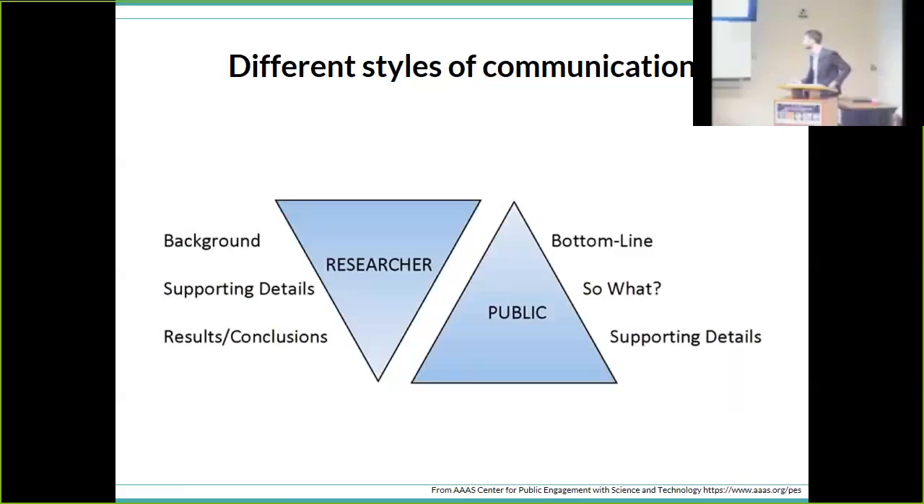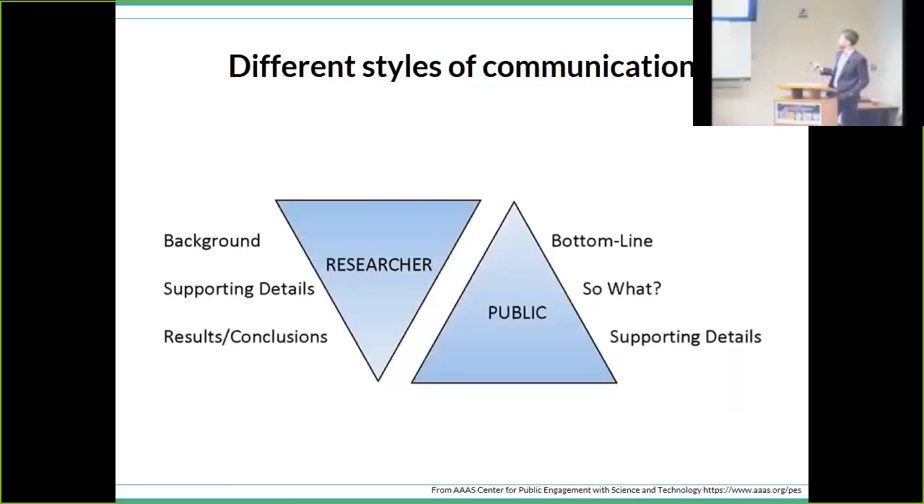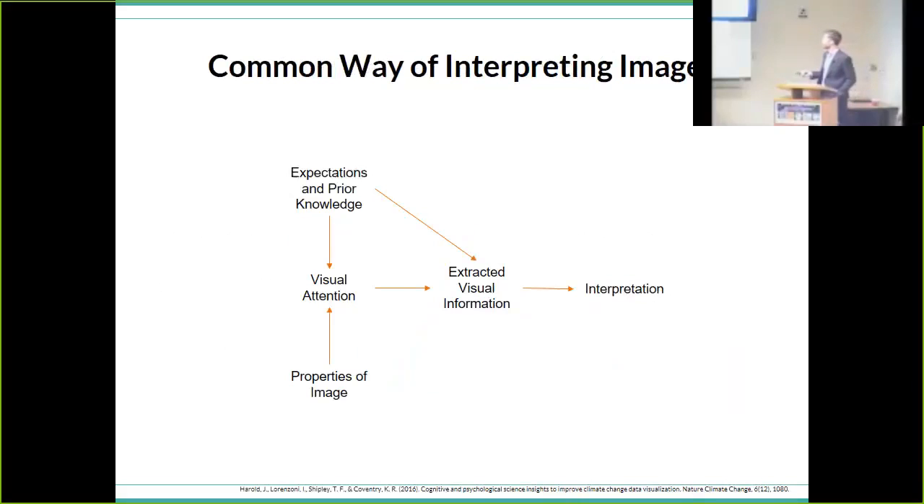And then if they're still interested, there's, for some people, the desire to look more into supporting details. And so what I'll show later on is that this has interesting implications for how we design scientific images. And so, as I said, although there are different styles of communication, what we know from cognitive and perceptual science is that there are common ways of interpreting images.